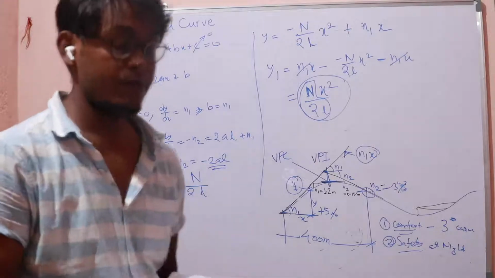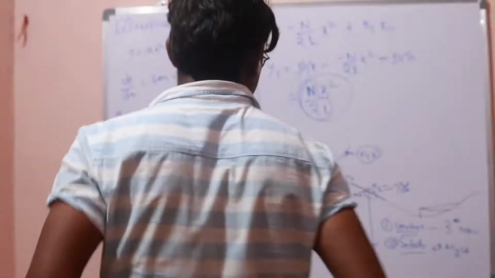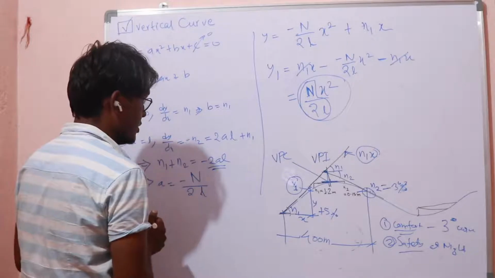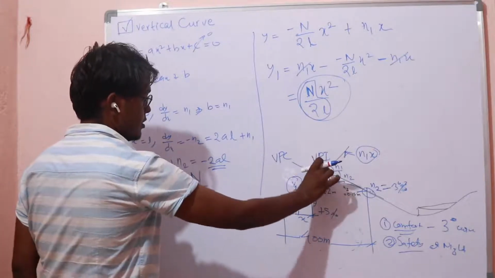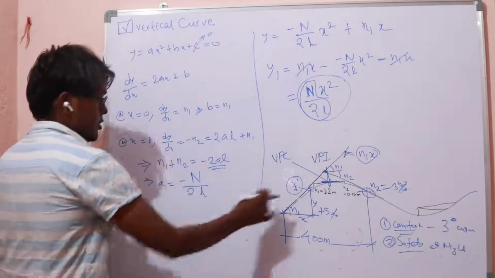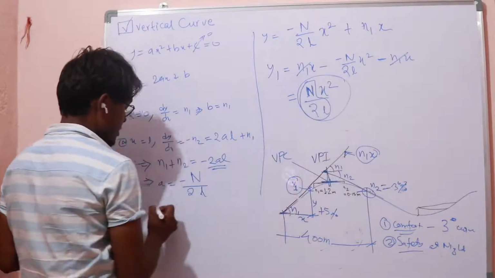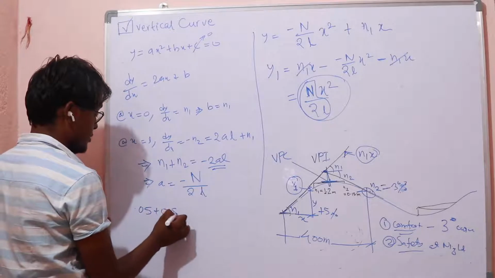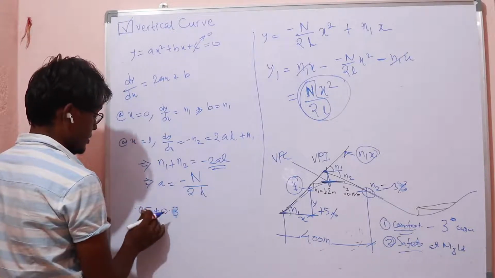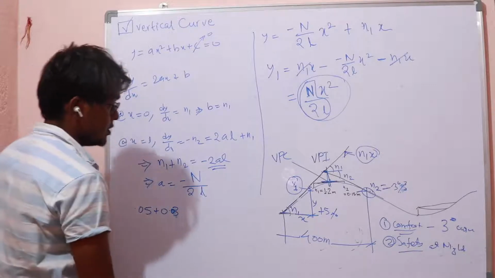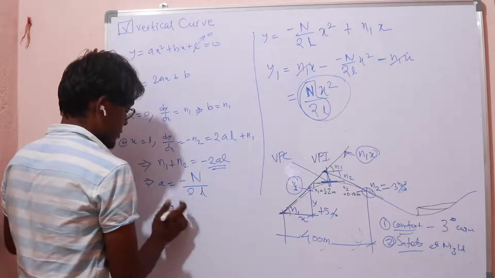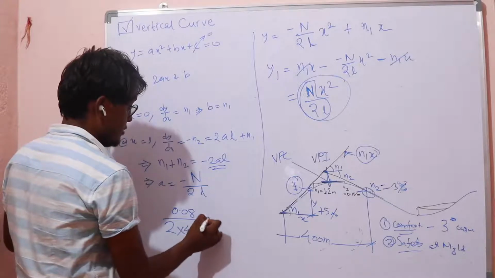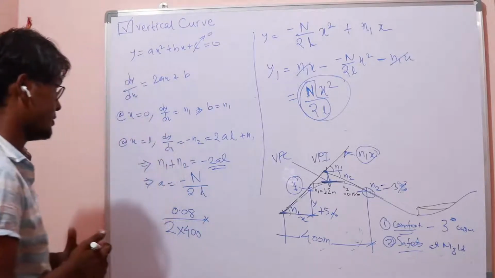So we have to find the height difference between VPI and VPC. This is the formula n over 2l x square, the formula of y1 actually. This is what we are asked, y1 here, and we have to put the value of x. So n is 5% plus 3%, 0.05 plus 0.03, which is 8 percent. N is 0.08, then 2, then 400, then we have to put the value of x here.